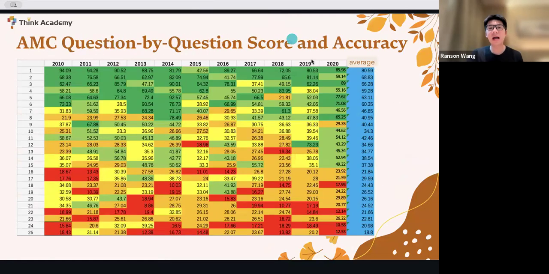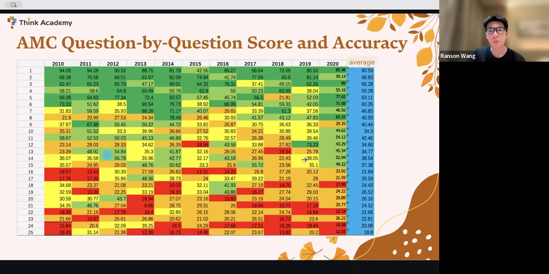Okay, so here I demonstrate a heat map of the MCA question-by-question score and accuracy. As you can see, in the first 6 questions, the accuracy rate is pretty high across the years. So it's all green, around 80%. Those are the areas where you don't have to worry much. You just need to do the basic calculation and be careful. Do not make any silly mistakes, and then you're going to secure the first 5 questions.